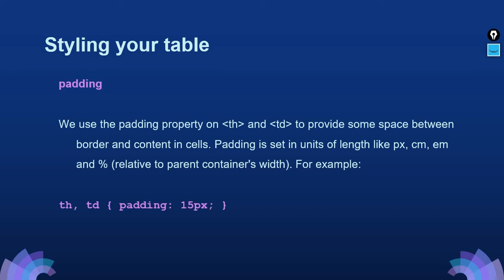We use the padding property on TH and TD to provide some space between the border and content in cells. Padding is set in units of length like pixel, cm or centimeter, em, and percent relative to the parent container's width. For example, we set the padding to 15 pixels. This will add 15 pixels of space around the content on all sides.